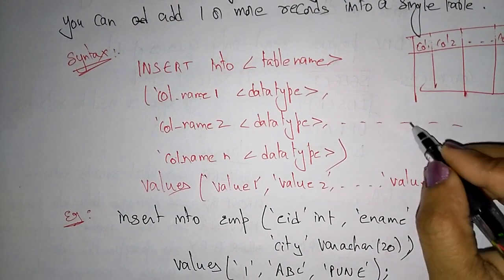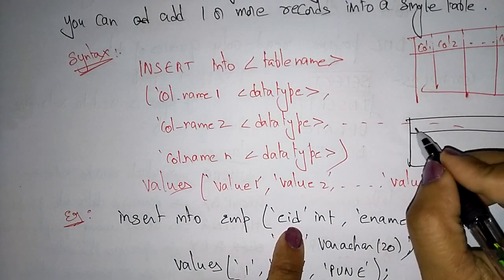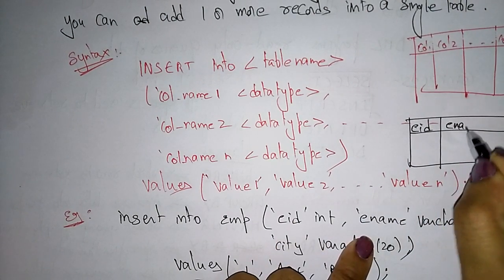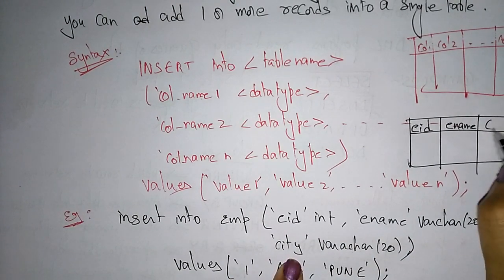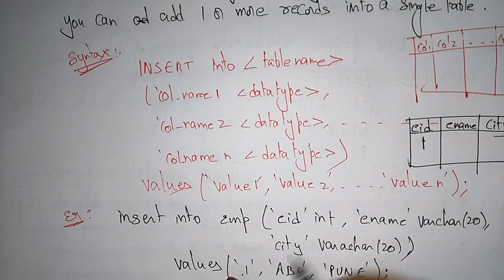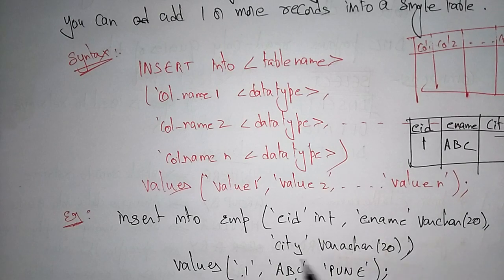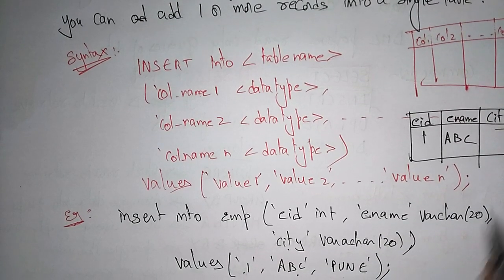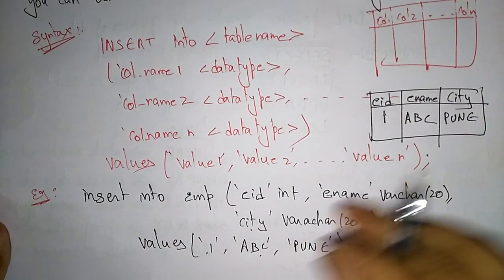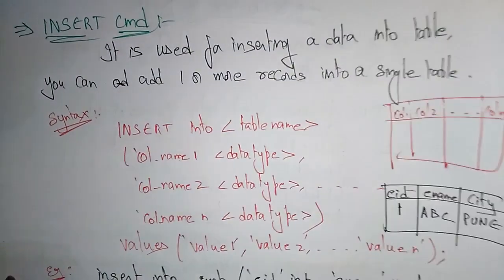Now the table looks like this. The first column is employee ID; you have to enter only an integer value. Next is employee name, next the city. Here the employee ID value I inserted is 1, the employee name value I inserted is ABC, and for city I inserted the value Pune. So this is how the insert command is used.